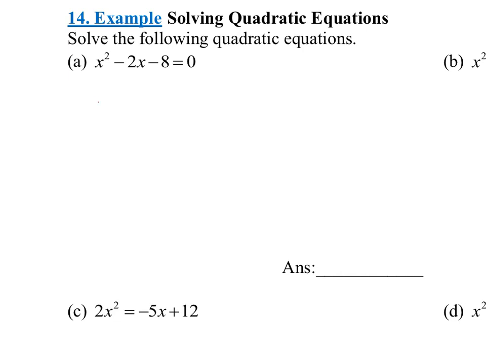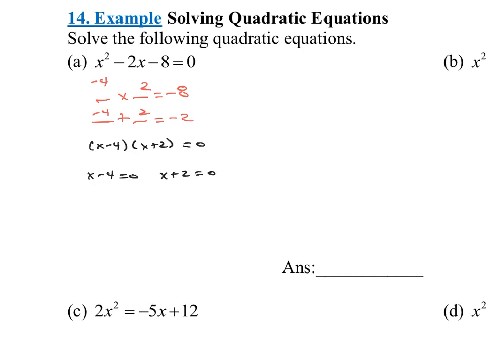We need two numbers that multiply to be negative 8. Those same two numbers need to add to be negative 2. Those numbers would be what? Negative 4 and 2 look like it works. So this would factor into an x minus 4 times an x plus 2. Set each one of those factors equal to 0. X minus 4 equals 0. X plus 2 equals 0.